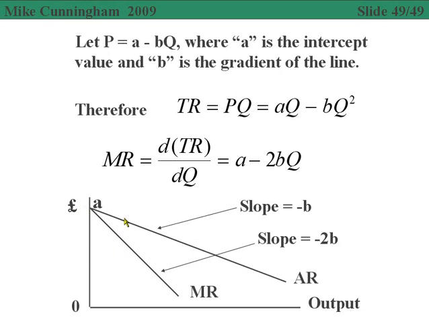So whenever the average revenue is a straight line, the marginal revenue will start at the same point, the same intercept term, the same value up here, A, but it'll have twice the slope, twice the gradient. And that's, again, just a useful little bit of information which will help us when we're looking at market structures later on. So that's a useful piece of thinking.